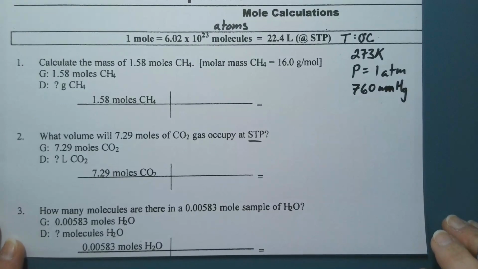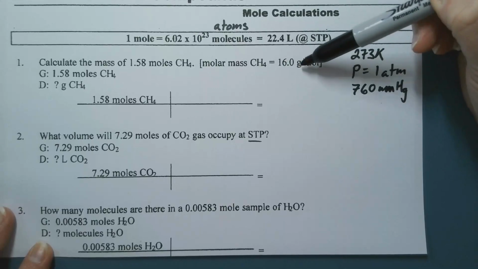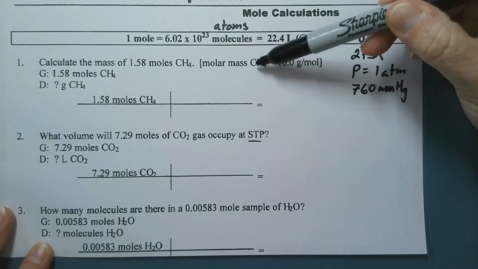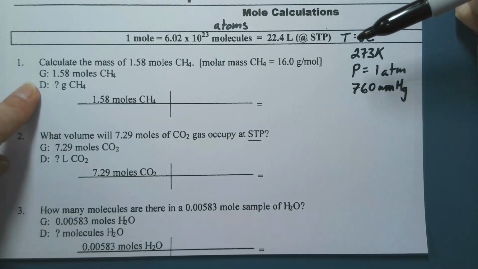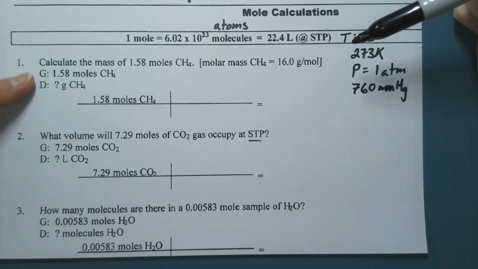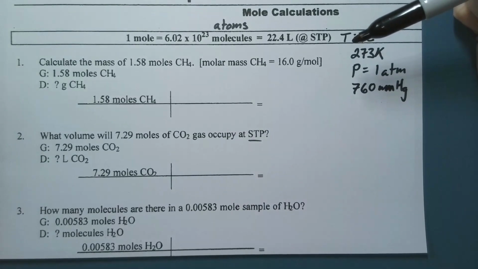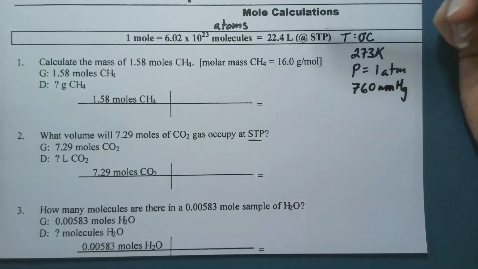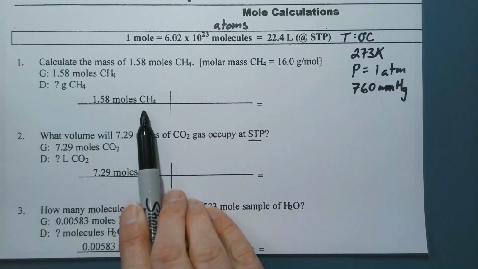Okay, so let's do number 1 here. We have calculate the mass of 1.58 moles of CH4, and it tells us the molar mass of CH4 is 16.0 grams per mole. So we don't have to calculate that off to the side. The question gave it to us. And so off to the side here, they wrote down what was given. And I'm guessing what D is what to determine is what the D stands for. So we're looking for grams of CH4. So we have moles CH4, what's given. We're always going to start with what's given.